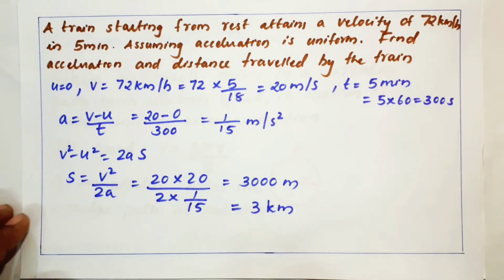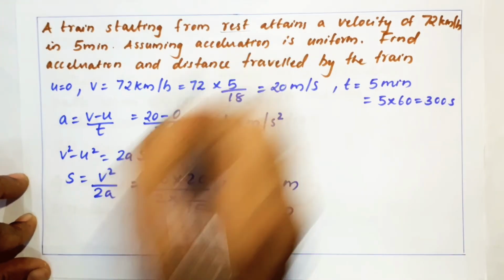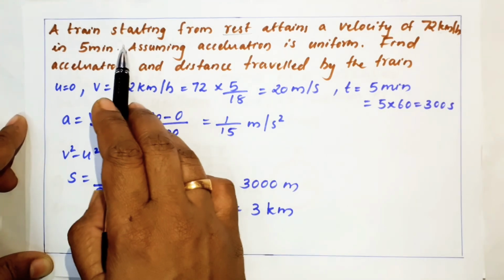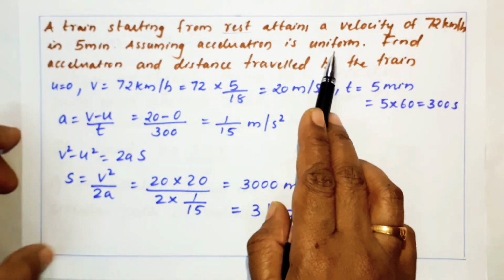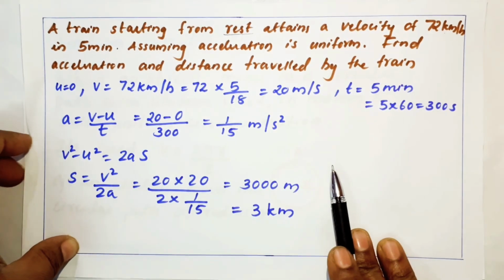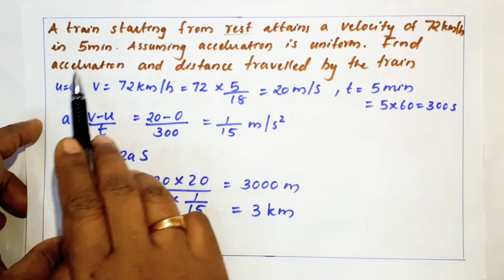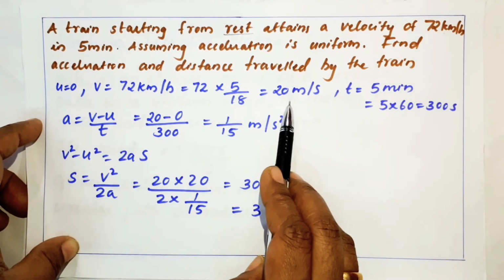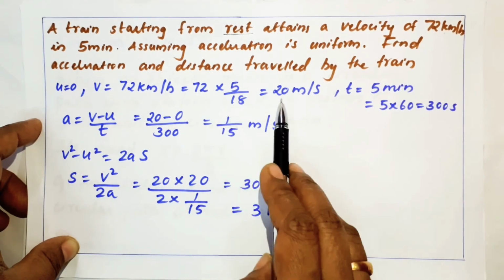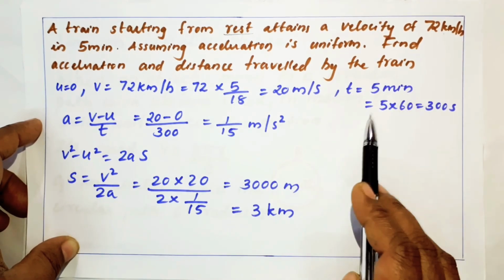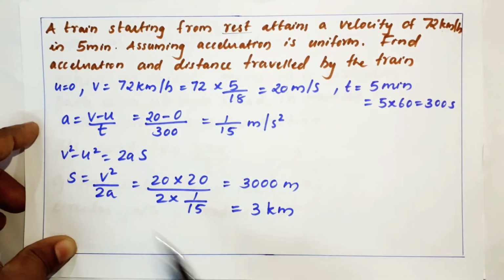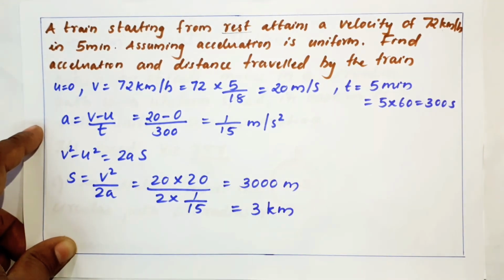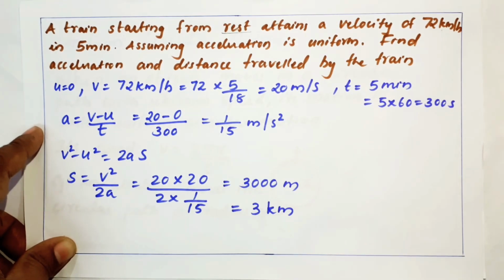Next. A train starts from rest, understood in the question, u is 0, attains a velocity of 72 km per hour in 5 minutes. Assume acceleration uniform. Find acceleration and distance traveled. First, body at rest, u is 0. V is 72 km per hour converted to meter per second, that is 72 into 5 by 18, 20 meter per second. Time 5 minutes, 5 into 60, 300 seconds. A equals V minus U by T, that is 20 by 300, that is 1 by 15 meter per second square.